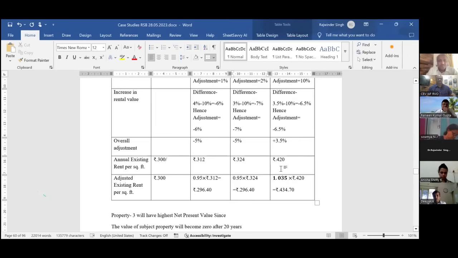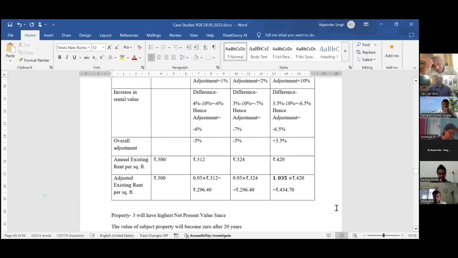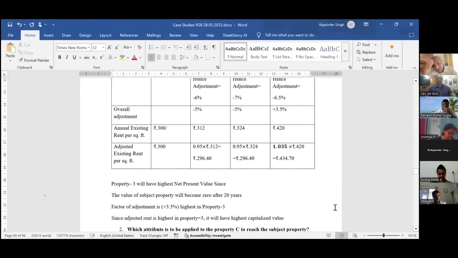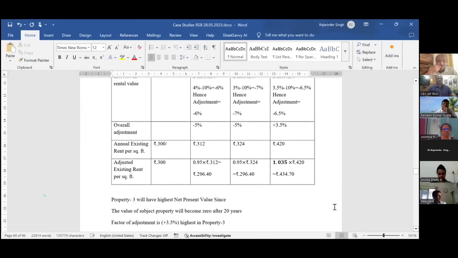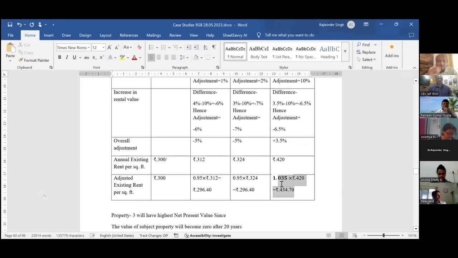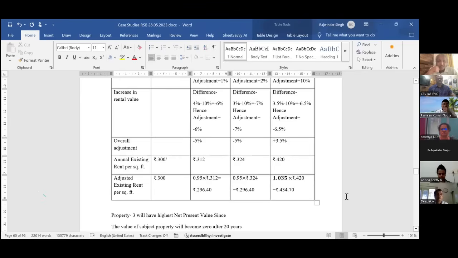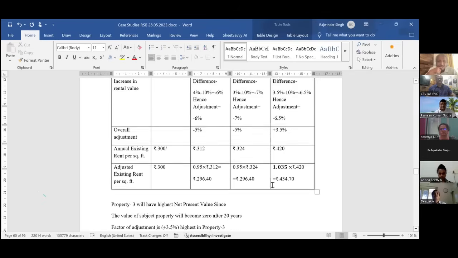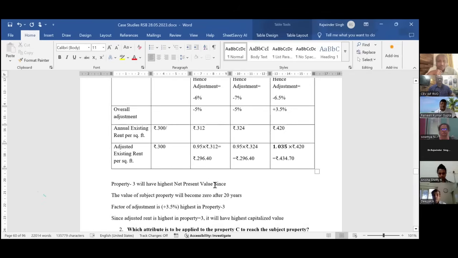And the third one, 420 into 1.035, is 434.7. So the property which will be having the highest rent per square feet per annum will have the maximum value. So property 3 will have the highest net present value.